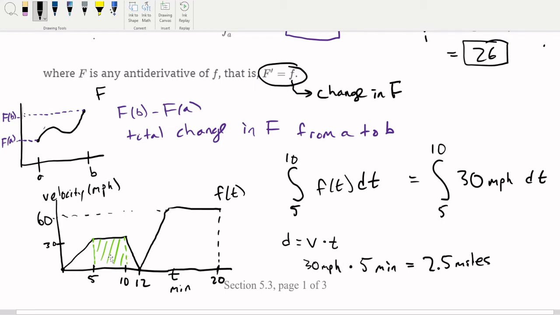And I could do this for any range in here I want to. I could find the area here from 0 to 5, from 0 to 10, from 10 to 12. From any of these, we could do this same idea. And that's it.